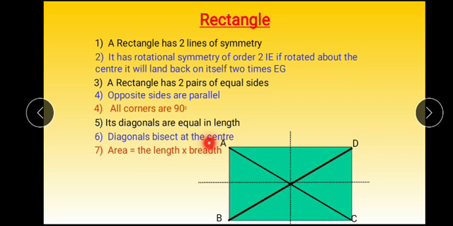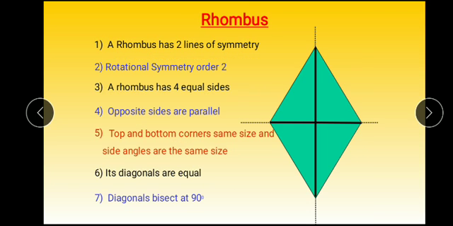Diagonals bisect at the center. So these two diagonals will intersect at a point, and that point is the center of the rectangle. Area of a rectangle, we know, is length into breadth. Length is the longest side of the rectangle, whereas breadth is the shorter side. So the area of a rectangle is length into breadth.